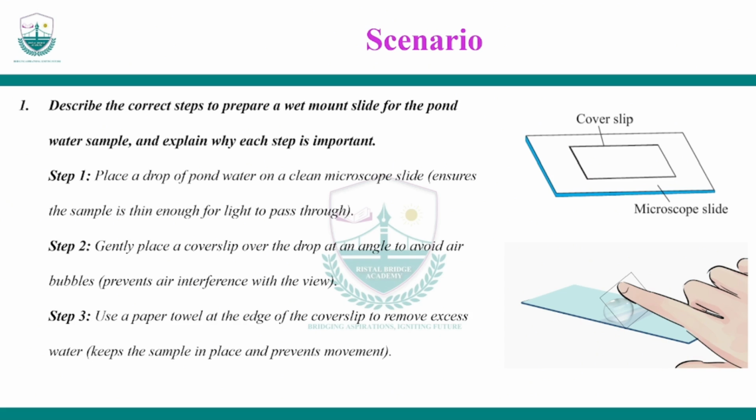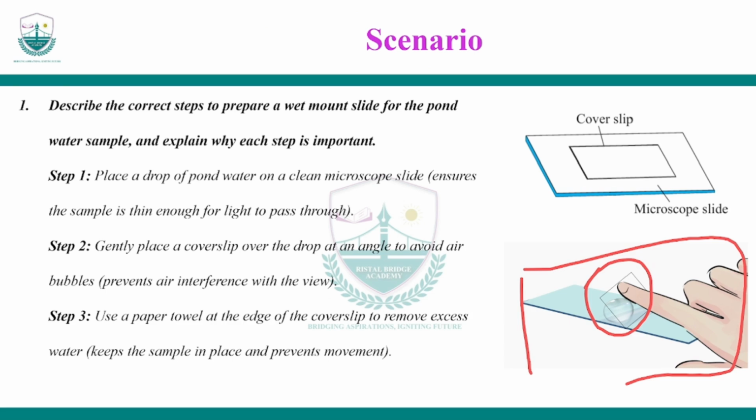The second step is that you need to cover that drop of the pond water using a cover slip. But you need to cover at an angle, just like what you see in the image, at an angle here. This is what we are referring to. Why? Such that you don't allow air to be trapped between the microscope slide and the cover slip. You don't want air there because if it is trapped there, it will prevent you from having a better view. So this is to prevent air interference with the view.